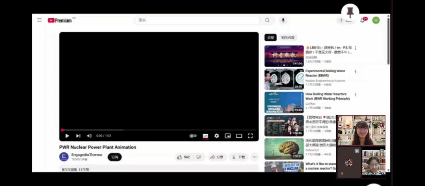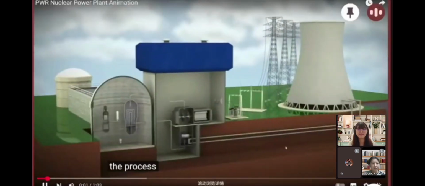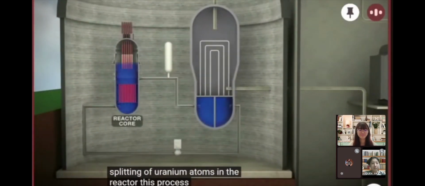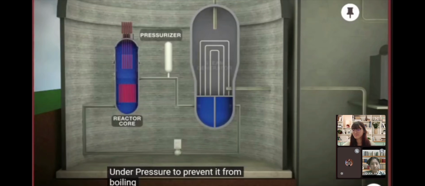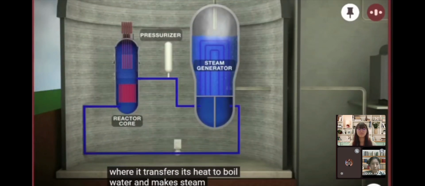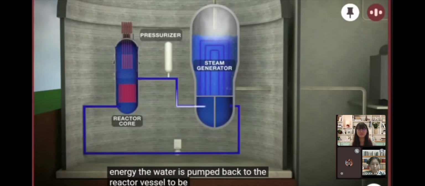Okay. Now we want to share the details of the nuclear power plant process. The process of creating electricity using nuclear power begins with the splitting of uranium atoms in the reactor. This process, called fission, produces heat. In a pressurized water reactor, the water surrounding the nuclear fuel is kept under pressure to prevent it from boiling. The hot water is piped from the reactor vessel to a steam generator, where it transfers its heat to boil water and make steam in a second system. After transferring its energy, the water is pumped back to the reactor vessel to be reused.